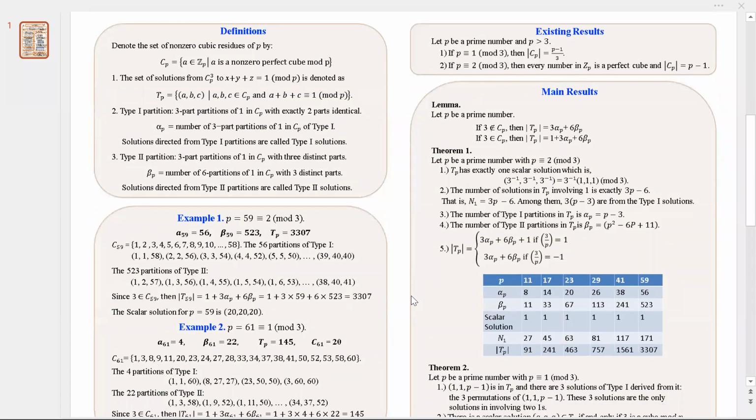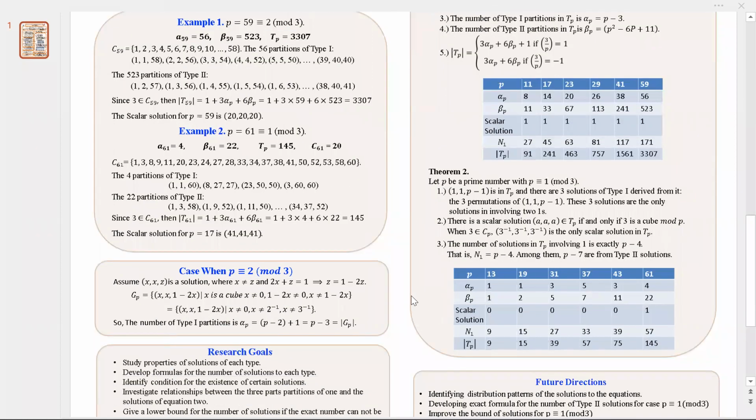In the definitions, I focused on CP and TP, which are both sets of solutions, while alpha P and beta P are both the number of solutions for their respective type, them being type 1 and type 2 respectively. CP is essentially the non-zero perfect cubes, while TP is the total solutions. And they are shown as illustrated on the poster.